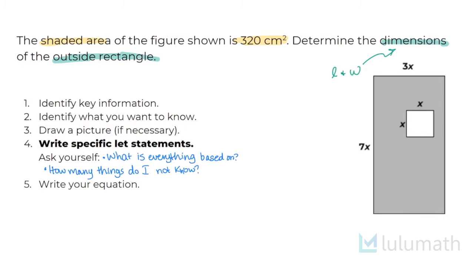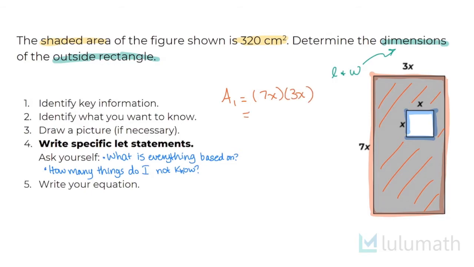So now I'm going to write my equation, and my equation is based on the information that's given to me. And I am told that the shaded area, so just what I have here, is equal to 320 square centimeters. Well, the only way I can figure out the shaded area is by finding the area of the outside rectangle and then take the area of the inside square and subtract them. So the area of the outside rectangle is equal to 7x multiplied by 3x. And 7x times 3x is 21x squared. And don't forget that it is x squared because x times x is x to the power of 2. We always add our exponents whenever we're multiplying.